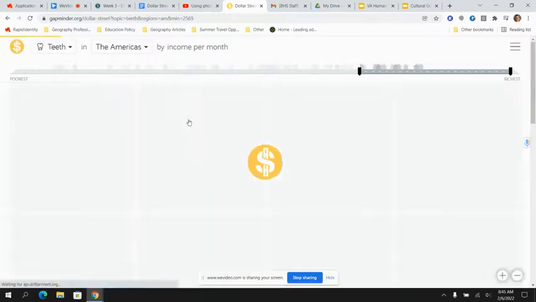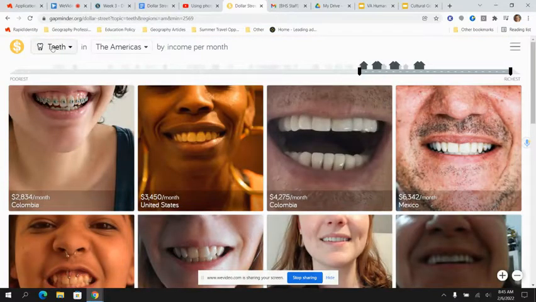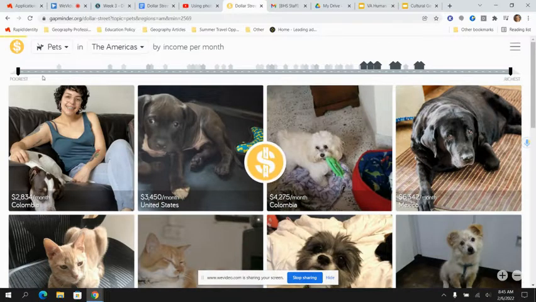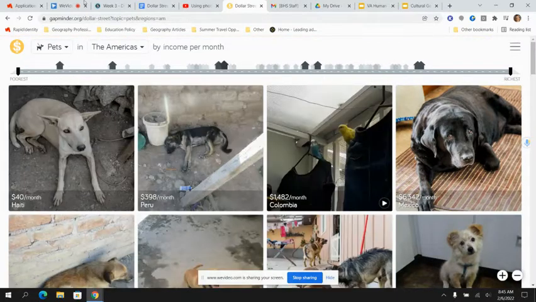Now we're going to take a look at pets, so we can take a look at a whole bunch of different things, but there's a lot of things that you can change. So we're going to take a look at pets, for example.